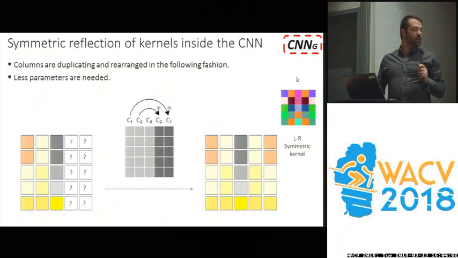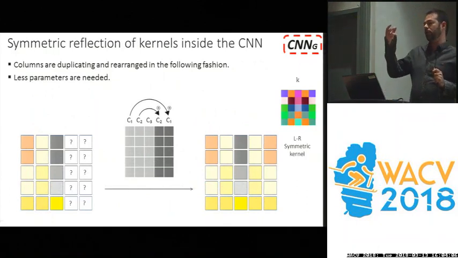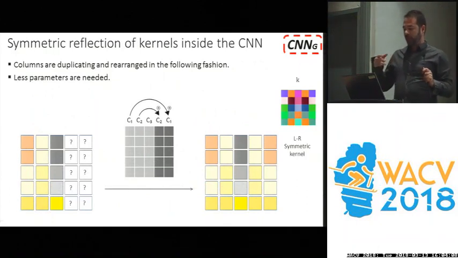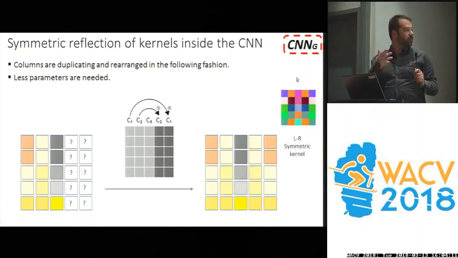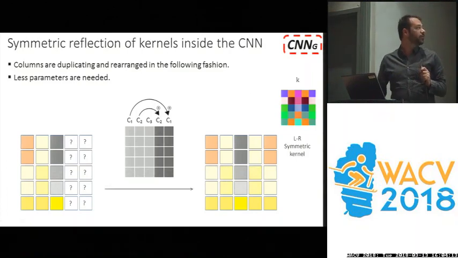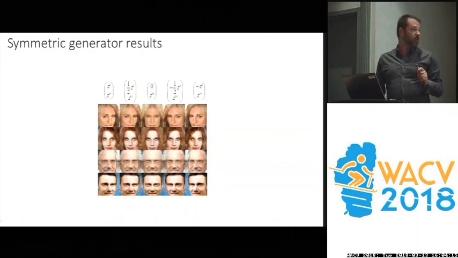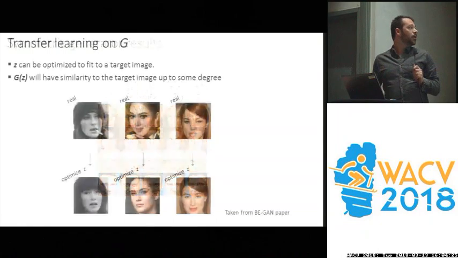So when we define symmetric kernels, only 3 columns are defined, and the graph will duplicate it to 5 columns like you see here. It also means that fewer parameters are needed. So here we see some results. Z double prime remains fixed, and we interpolate on Z prime.